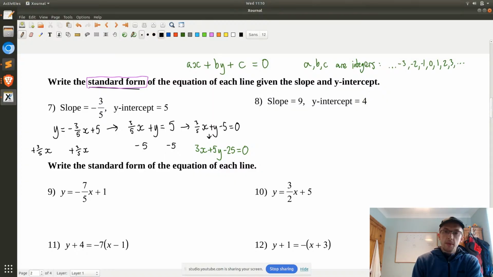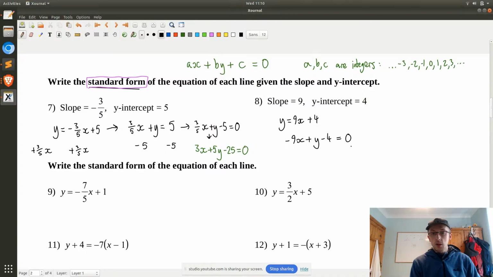Okay, what about this one here? Okay, we have slope-intercept form. That would be y equals 9x plus 4. And we want standard form. So move everything over to the left-hand side. Take away 9x and take away 4. So it will look like minus 9x minus 4. But I'll put that plus y right there. Do I have to do anything at this stage? No. There is an invisible 1 in front of the y.